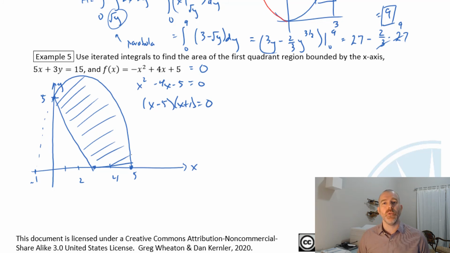And I would like you to, once you get caught up, pause the video and do a quick determination of whether you should do a vertically simple region and draw your rectangle vertically, or whether you should draw your rectangle horizontally and find the integral in terms of x first and then add them up in terms of y. Why don't you pause the video and decide which orientation makes more sense for you.